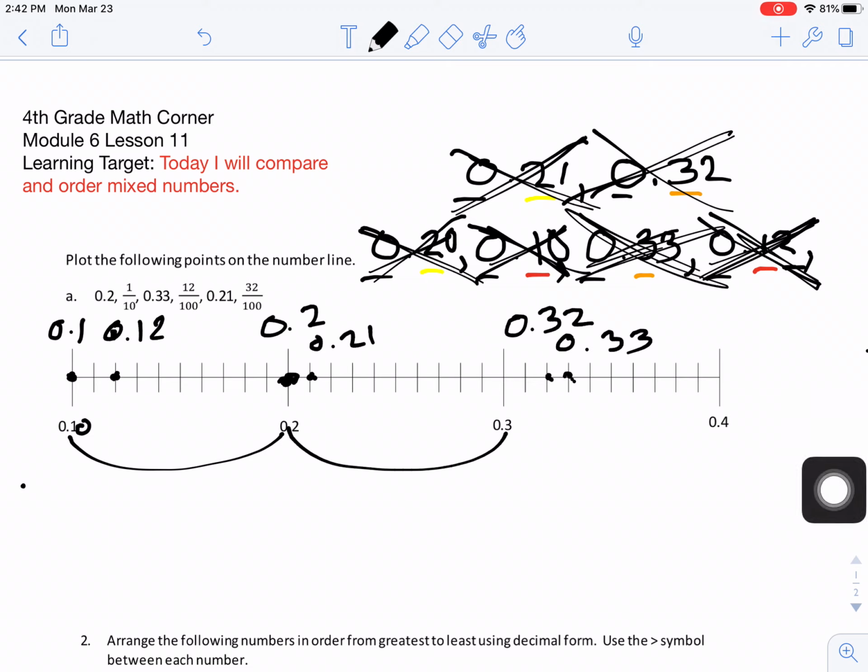Now I can see that 1/10 is less than 12/100ths. 12/100ths is less than 2/10, but 2/10 is less than 21/100ths. 21/100ths is less than 32/100ths. 32/100ths is less than 33/100ths. 33/100ths is my greatest number that I've had.